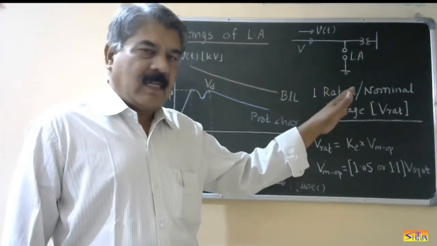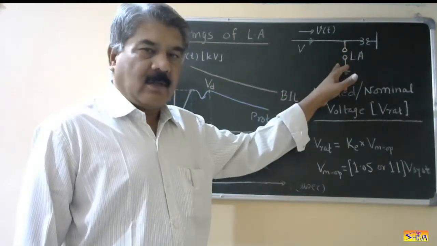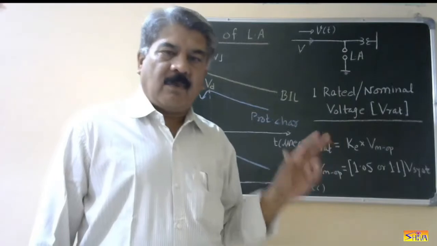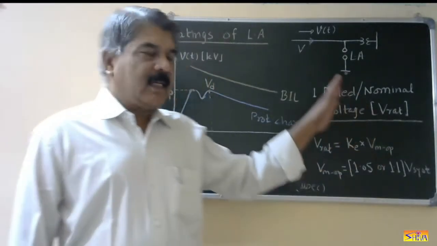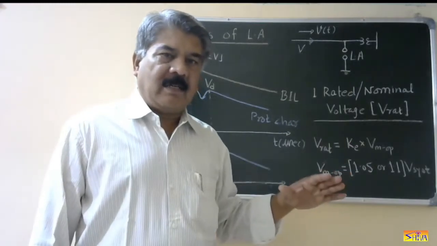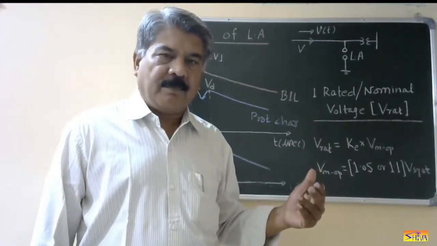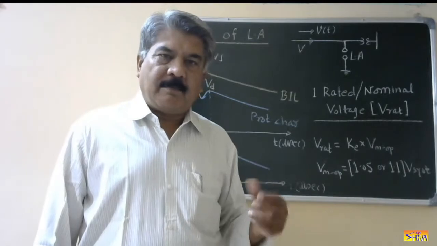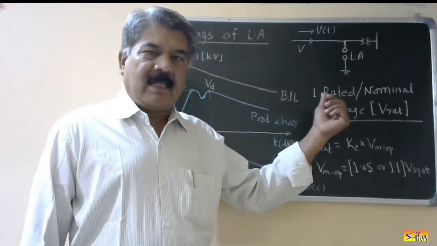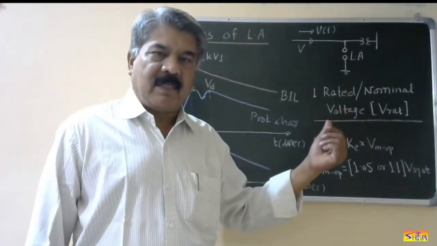Along with this discharge current, power frequency current is also flowing. This power frequency current is called the follow-up current. So the lightning arrestor has to interrupt not only the discharge current but this follow-up current also. Not only does it have to interrupt, but before interruption, it has to carry this discharge current as well as the power frequency current.